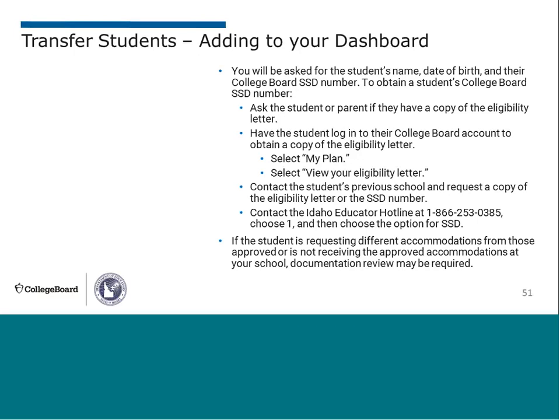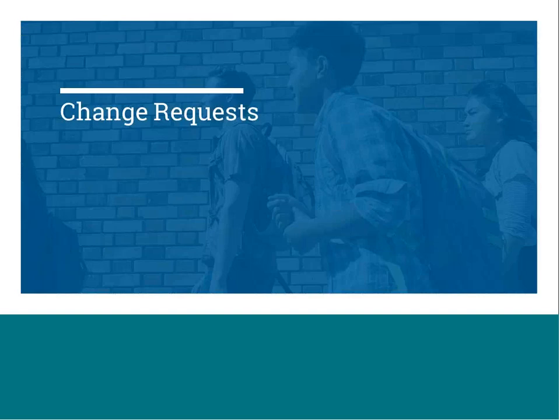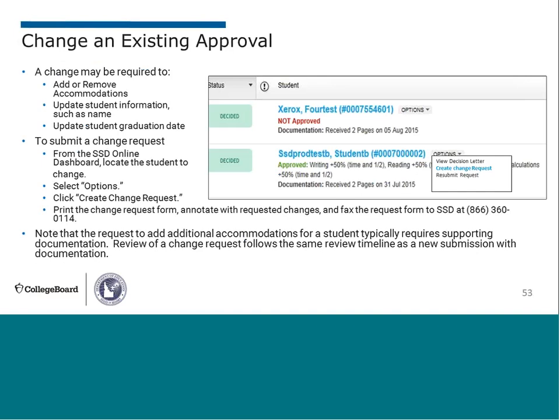If there's a situation where the student now has different accommodations, you're going to have to do a change request for that. So we'll look at that next. For any student that has been previously approved for an accommodation, or if you need to update student information, you can do what is called a change request.